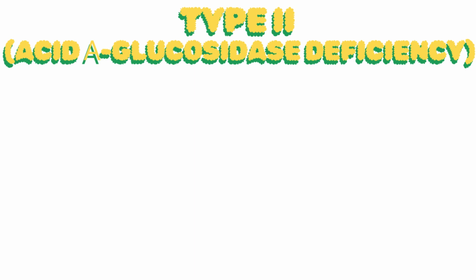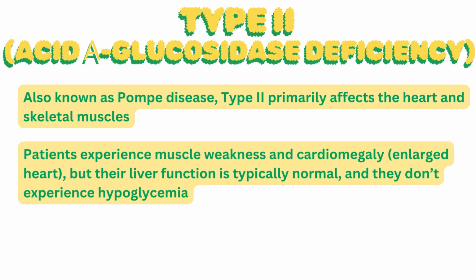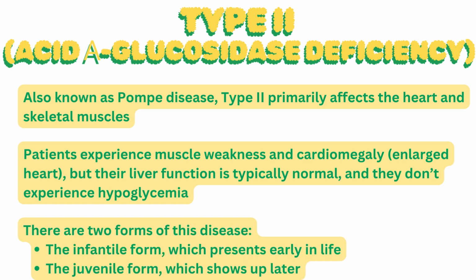Type 2, acid alpha-glucosidase deficiency. Also known as Pompe disease, type 2 primarily affects the heart and skeletal muscles. Patients experience muscle weakness and cardiomegaly, enlarged heart, but their liver function is typically normal, and they don't experience hypoglycemia. There are two forms of this disease. The infantile form, which presents early in life. The juvenile form, which shows up later.